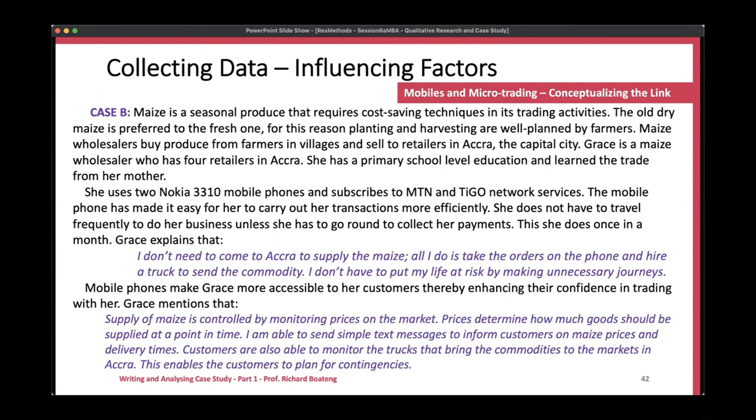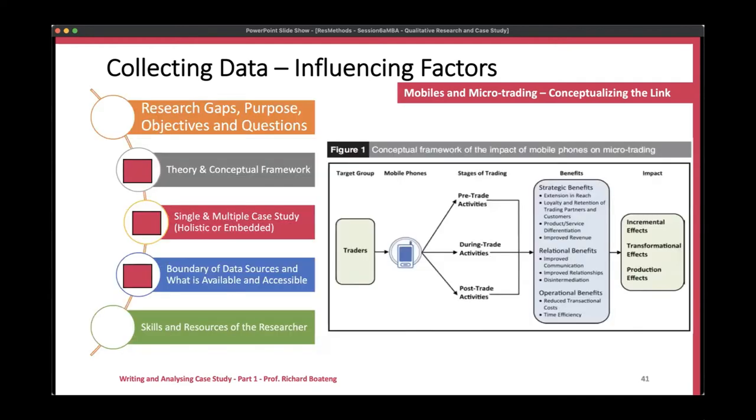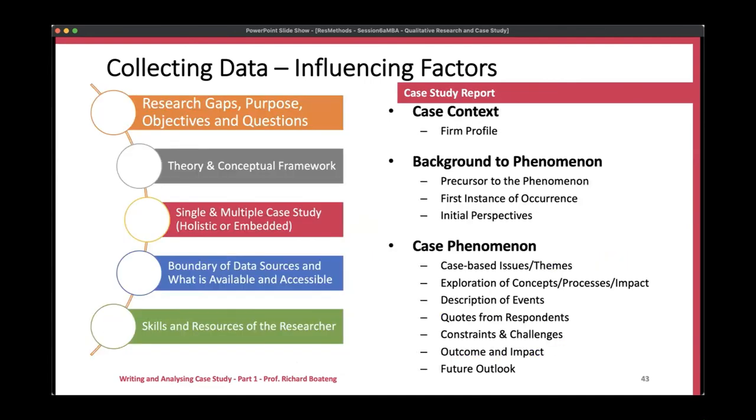Maize is a seasonal produce that requires cost saving techniques in trading activities. The old dry maize is preferred to a fresh one. For this reason, planting and harvesting are well planned by farmers. So a very good maize wholesaler should also be able to appreciate what the person has written here. Good. The first part. So now we can say that we have, sorry.